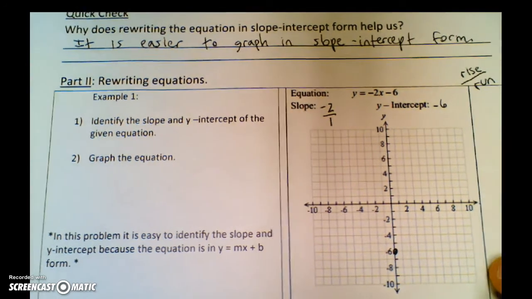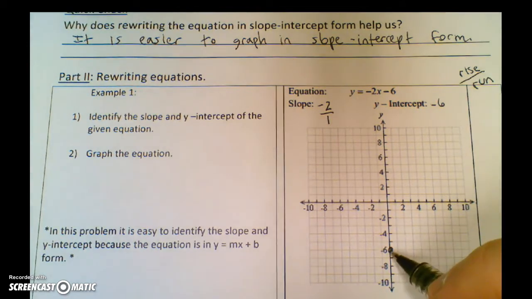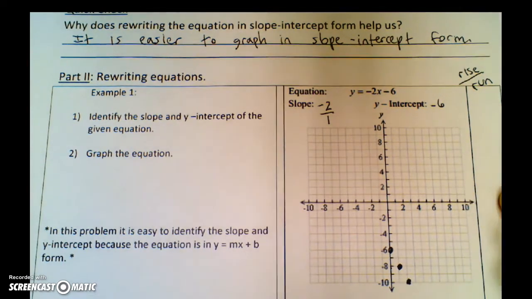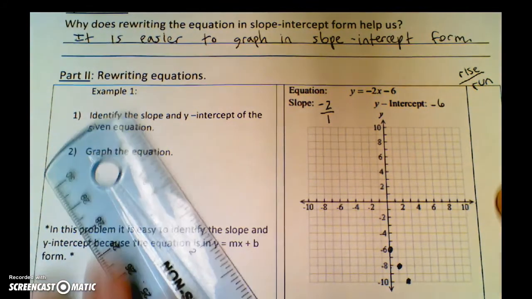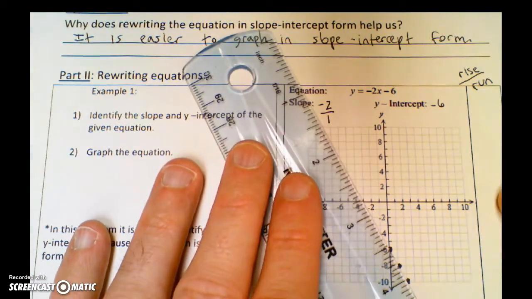And if it's negative, that means you're going down first. So I'm going to start at the 6, negative, and go down 2 and over 1. I can go down 2 and 1 again. That's the whole point of the slope, is that you can keep using your slope to find other points. And here, we've got our nice line.